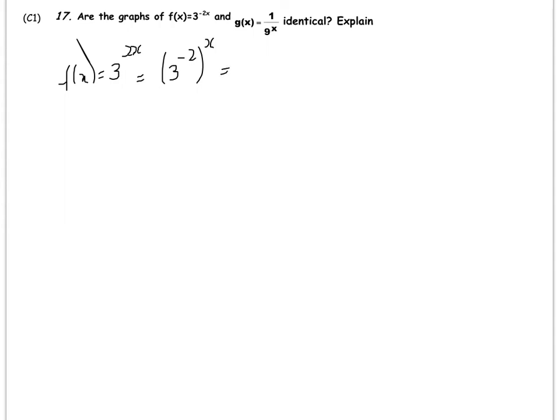3 exponent negative 2 is really 1 over 3 exponent 2, which is going to be 1 over 9, all exponent x. Then I can distribute x as exponent inside, so I'm going to multiply exponents. 1 is the same as 1 exponent 1, so 1 times x is going to give me 1 again, and this one becomes 9 exponent x, which is identical to g of x. So that's why these two graphs represent the same function.